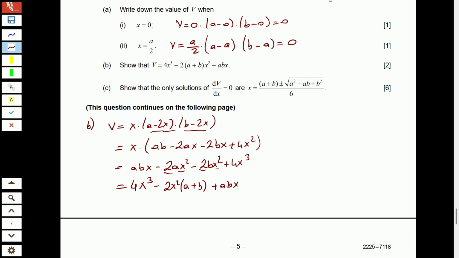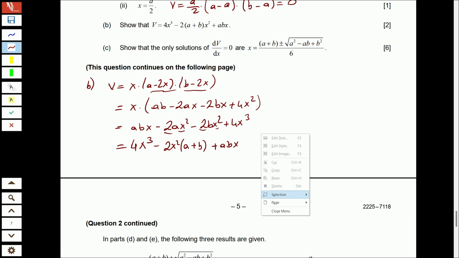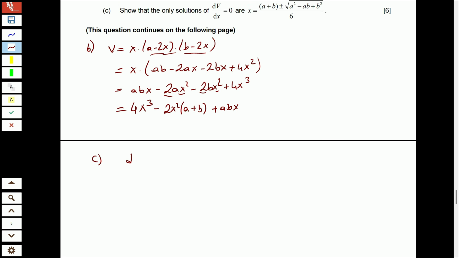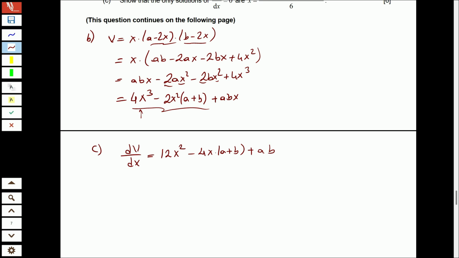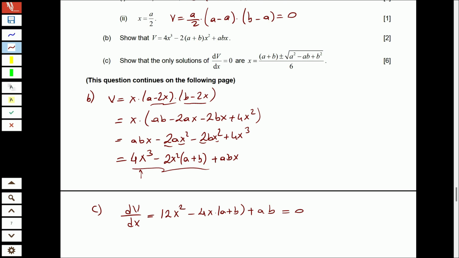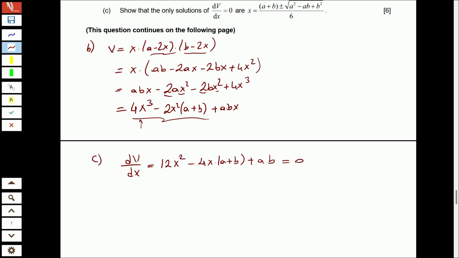Show that the only solutions of dv over dx, which is the derivative of the volume, when it equals 0. We're going to find the derivative of the volume. Dv over dx equals, just be careful in here, we found already the function v, and the derivative is 12x squared minus 4x times (a plus b) plus ab, right? Equate this to zero and check for the roots of this equation.